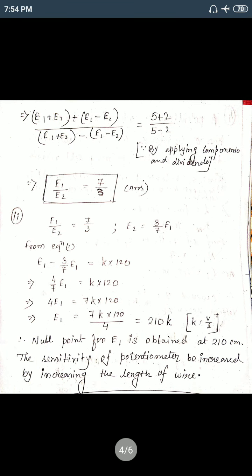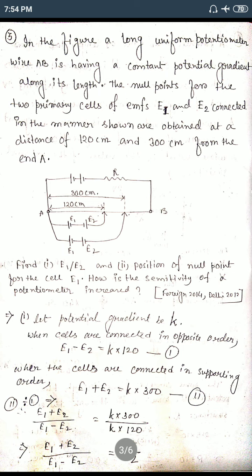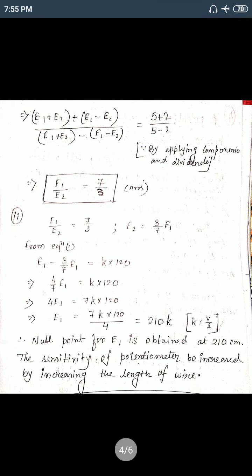Now in maths, I hope you have solved a chapter on the componendo and dividendo formula. So here also we apply componendo and dividendo. The upper half, this plus this divided by this plus this. So the right hand side is also 5 plus 2 by 5 minus 2. So from here we get the ratio E1 by E2 equals 7 by 3. So the first answer is completed: the ratio E1 by E2 equals 7 by 3.